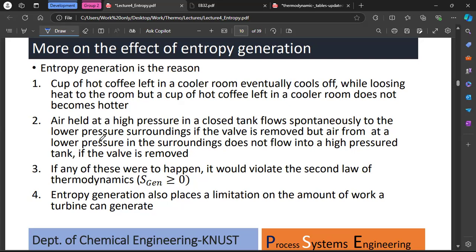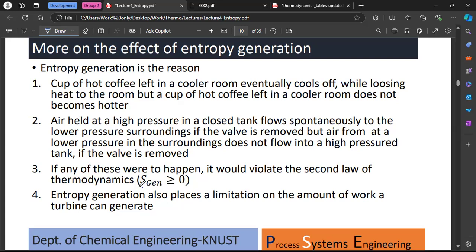So in that case, we realize that it's just one direction that our system can move in. If we're basing it on just the first law principles, we may end up with a situation where we can assume that heat can also move from the cold room to the hot coffee on its own, right? Another example, we have air held at a high pressure in a closed tank and it flows spontaneously to the lower pressure if the valve is removed. So we can have air moving from higher pressure to lower pressure because that process, that path, right, allows for the second law to hold.